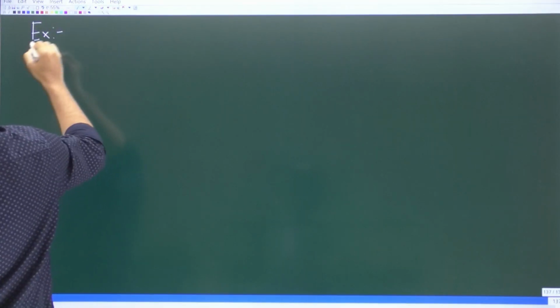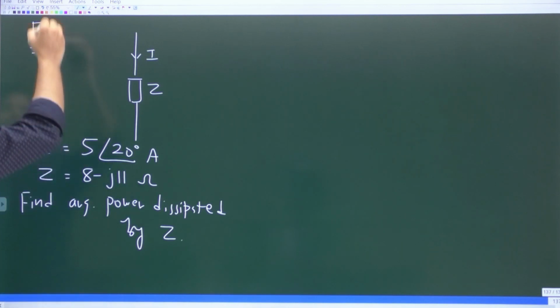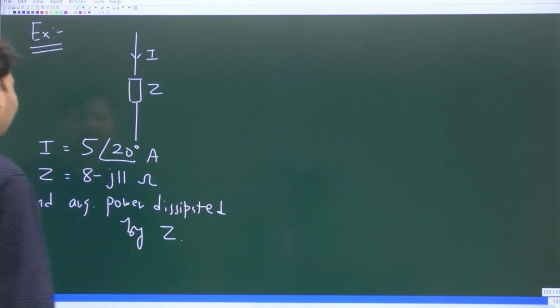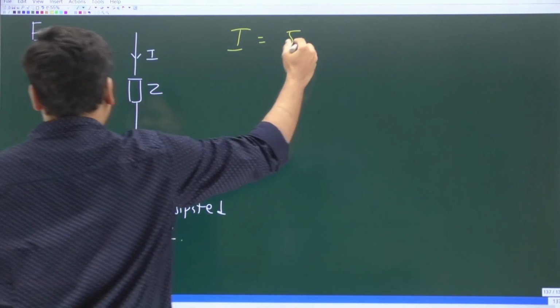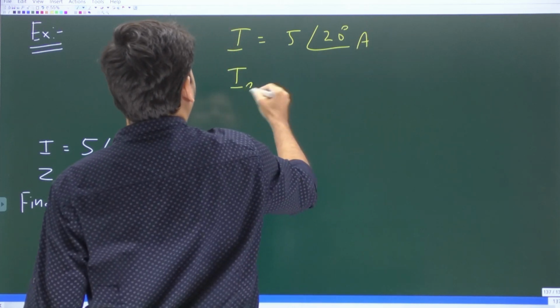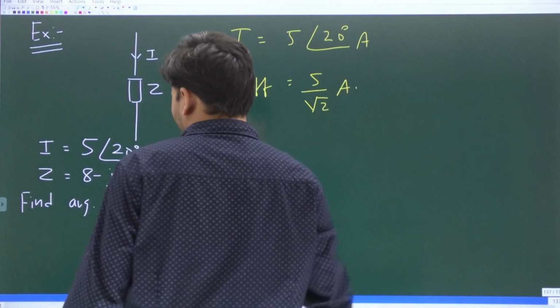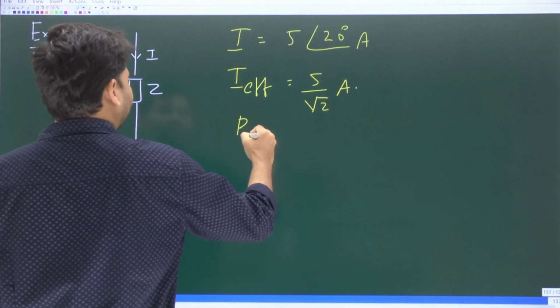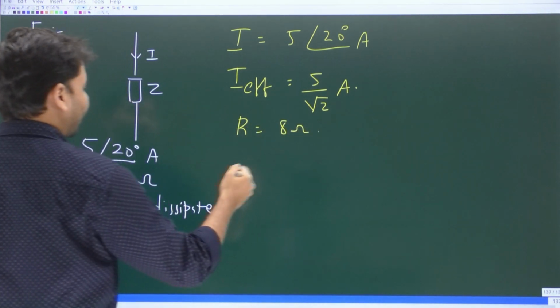Let's take up one more example. I think this is very straightforward, right? Because the current is directly given in polar form. So I is 5 at an angle 20 degrees. What is the effective value of the current? Is it not 5 by root 2 amperes? Yes. And what is the value of R? Just the real part, which is 8 ohms.